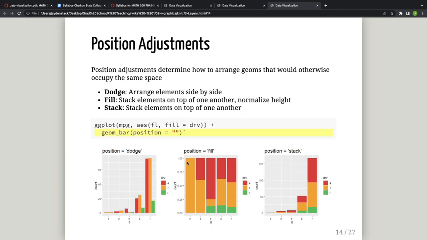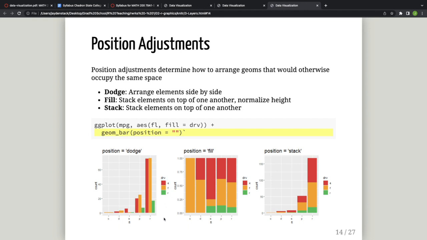Okay, so position adjustments determine how to arrange geoms that would otherwise occupy the same space, right? Dodge, fill, and stack. This is very, very important. Let's say I'm trying to see the difference between three different levels of something that I'm interested in, right? So in this case, dodge is going to arrange elements side by side, whatever this DRV variable is, right?